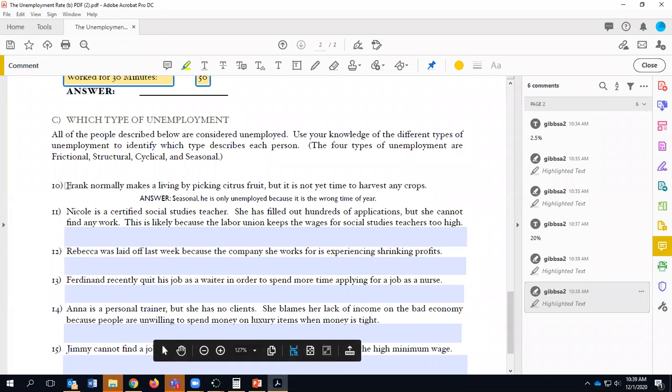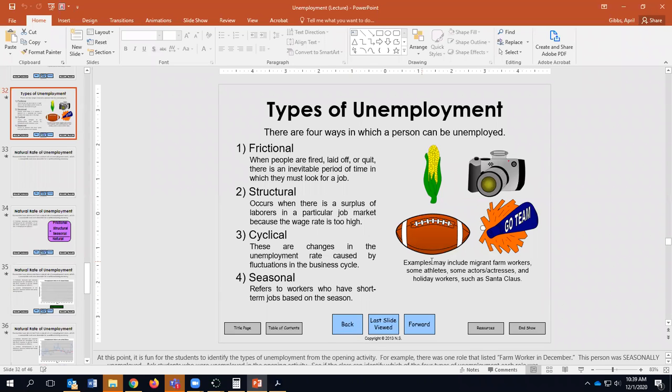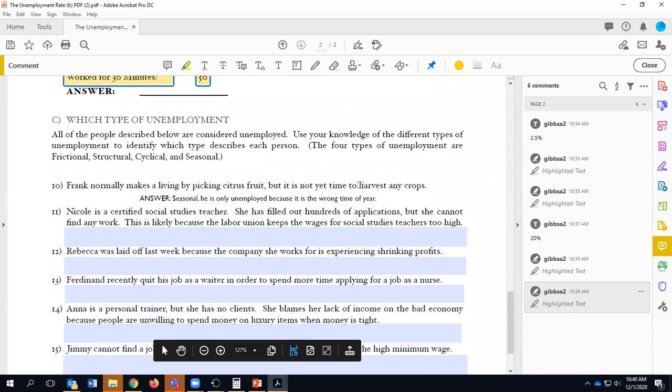So number 10 says, Frank normally makes a living by picking citrus fruit, but it's not yet time to harvest any crops. So he's seasonal, because here it says, examples include migrant farm workers. It's not the time of year for the citrus fruit to be in yet, because he's only unemployed because it's the wrong time of the year.